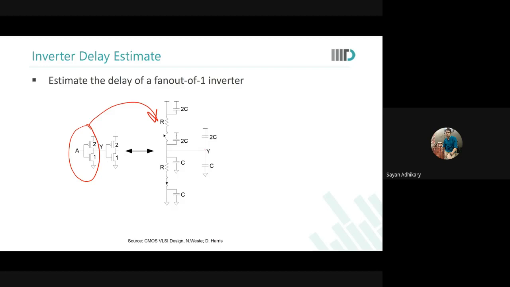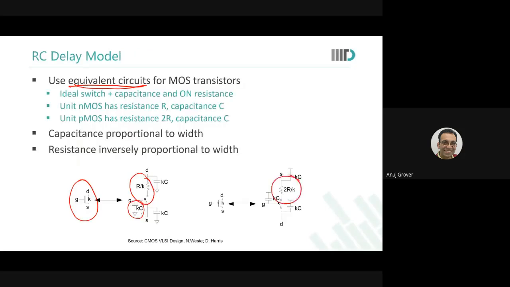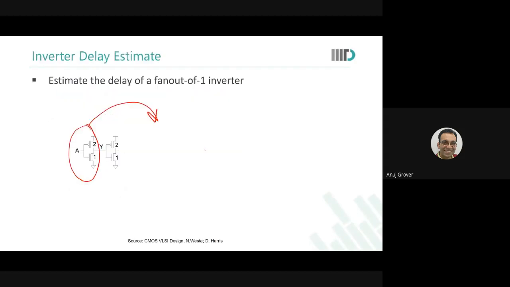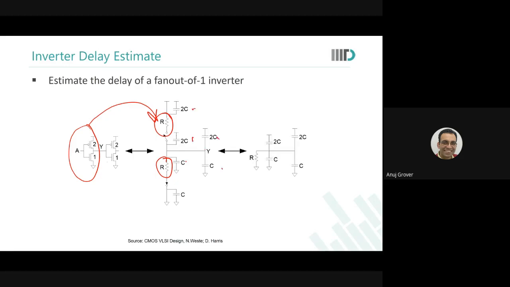Yes, sir. Now, in the previous slide, what had we done? We had said that the resistance of the PMOS is twice that of the NMOS. Just to keep the NMOS rise and fall delays the same, we size the PMOS to be double the size of the NMOS. So now the resistances of both the NMOS and PMOS are the same, but the capacitances are changed.